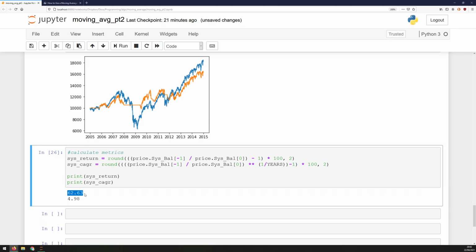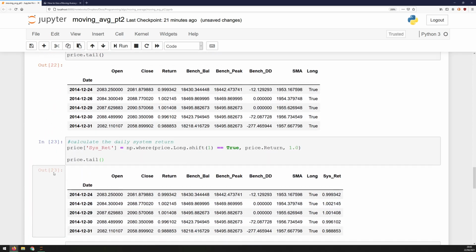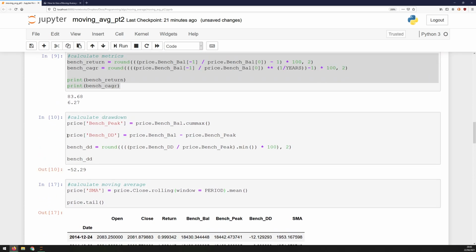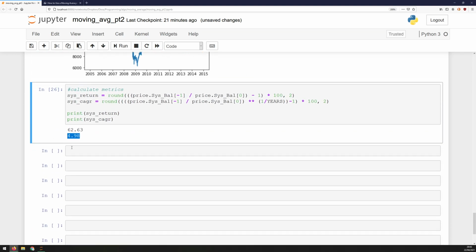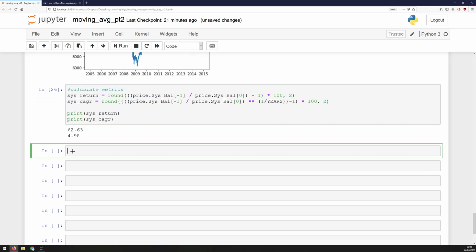So that's my system return overall, 62.60%. And that's the annualized return, 4.98. So if you compare them, it is lower. It is a lower return than the benchmark. However, I want to also compare the downside, not just the upside. So let's calculate the drawdown.